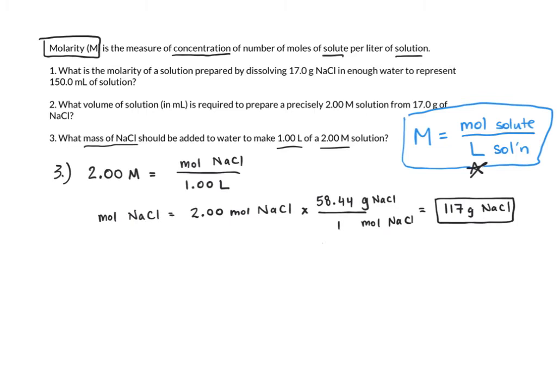That would mean that if I wanted to make a solution that's 2 molar in concentration, and I want 1 total liter of volume, then I'm going to have to go into the laboratory and measure out 117 grams of sodium chloride solid and mix it with water to a level of 1 liter. At that point, I'll be confident that I've got a 2 molar solution of this NaCl.